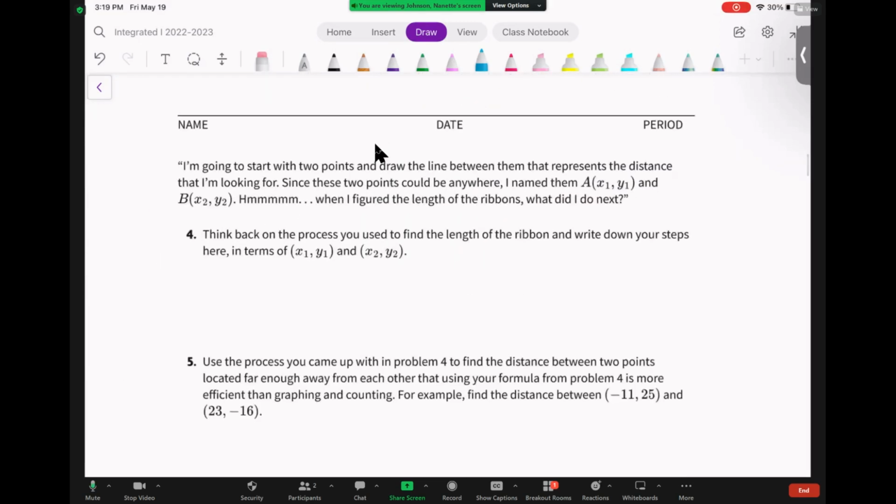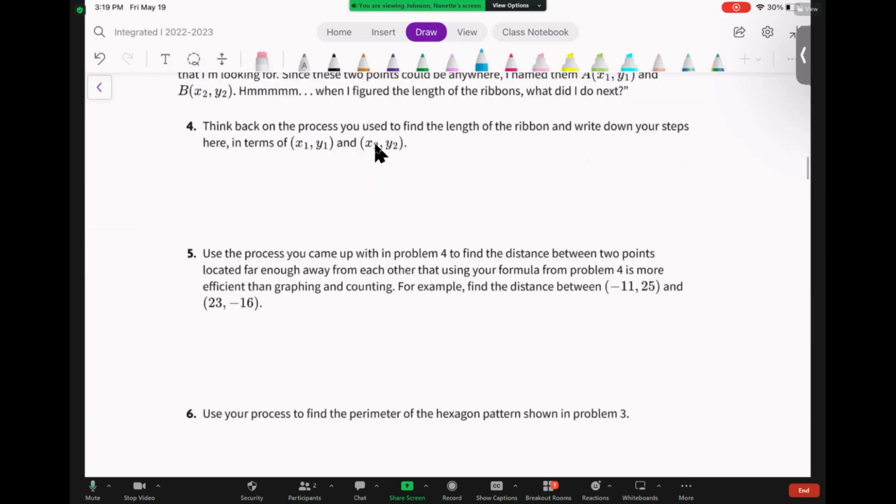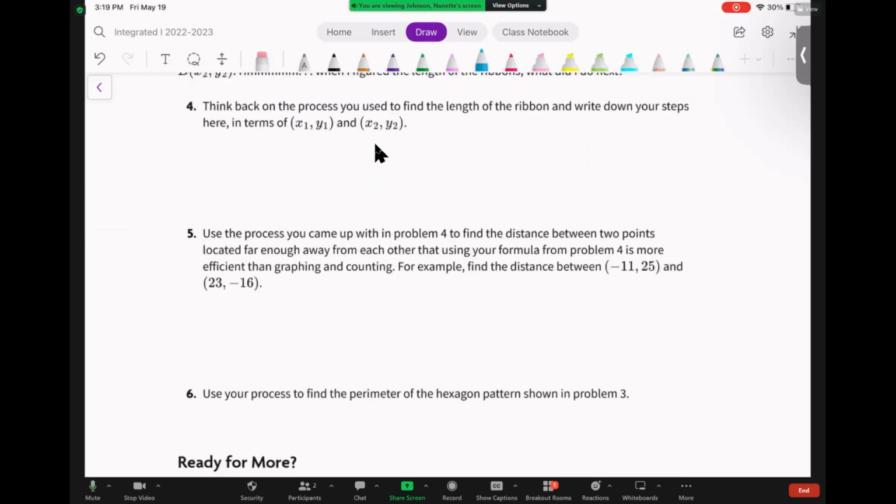And then now we can kind of use the Pythagorean theorem in the same way, right? So it says, think back to a process from the ribbon. Okay, we just did that. Use the process you came up with in problem 4 to find the distance between the two points from your problem using -11 and 12.